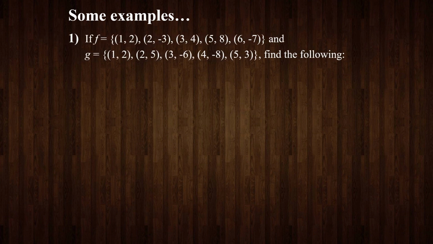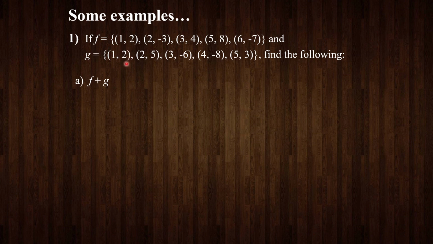We have two functions here, lists of ordered pairs. We have f, which consists of 5 points here, 5 ordered pairs, and we have g, which is also 5 ordered pairs. So how would we find f plus g? Let's take a look at our first point here. We have 1 for x and 2 for y in the function f, and we have 1 for x and 2 for y in the function g.